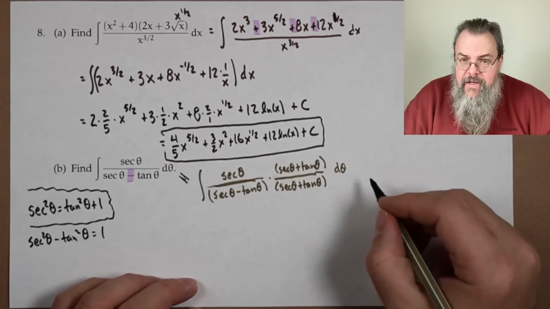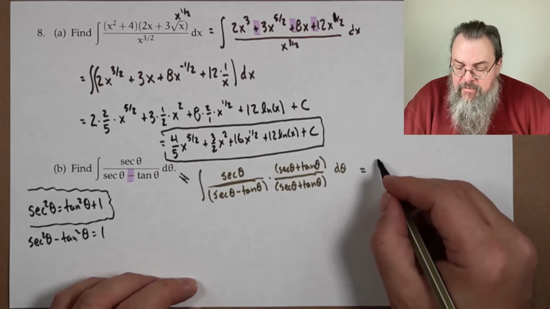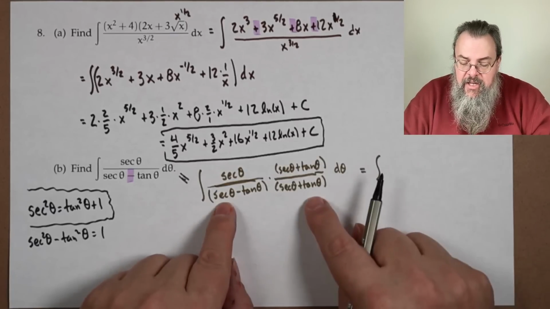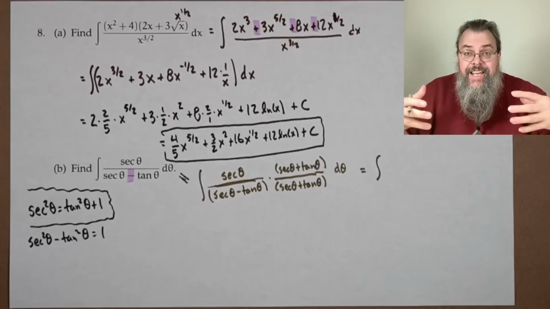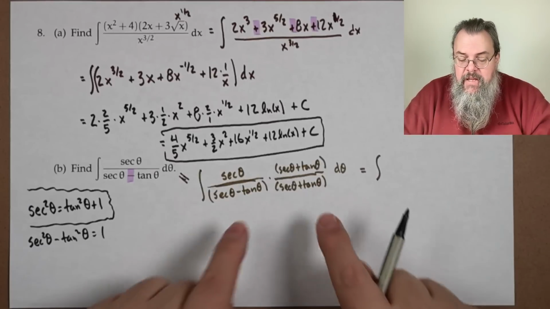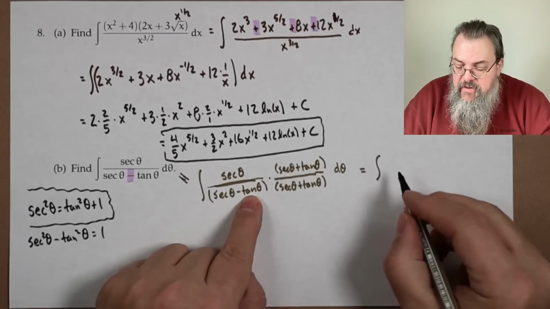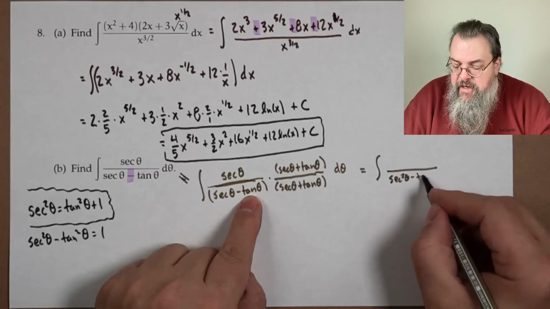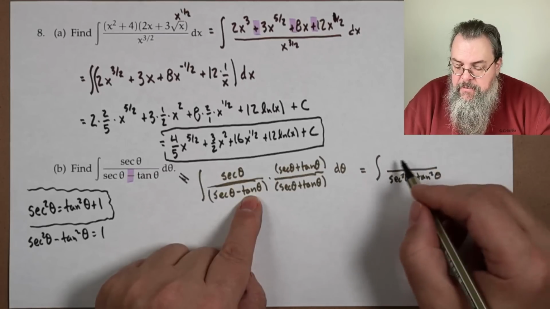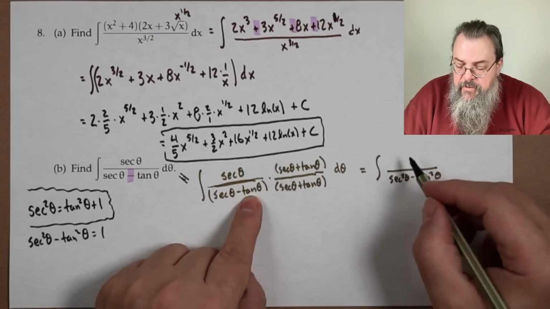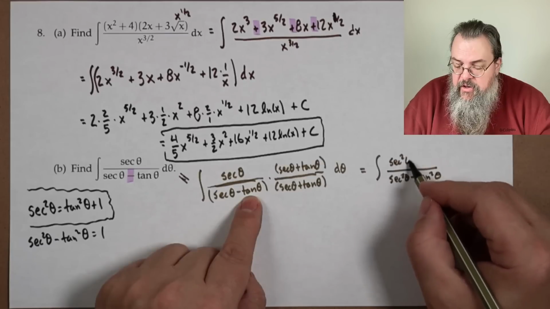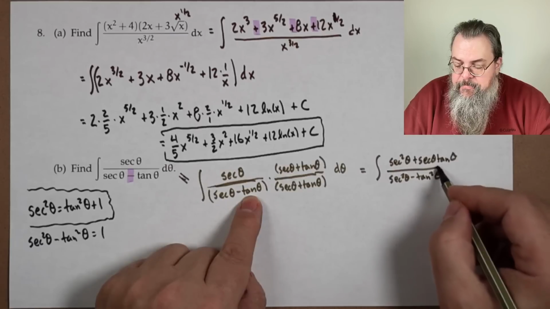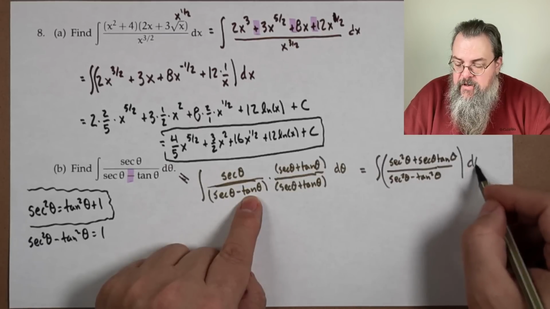All right, so if we carry this out, because of the conjugate, we get secant squared. Then we get secant tangent minus tangent secant, and that cancels. That's why we like the conjugate, minus tangent squared. So downstairs, secant squared minus tangent squared. Upstairs, distribute the secant through. Secant squared theta plus secant theta tangent theta. All right, so that's our current integral.